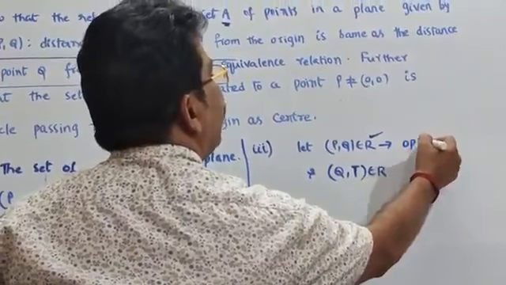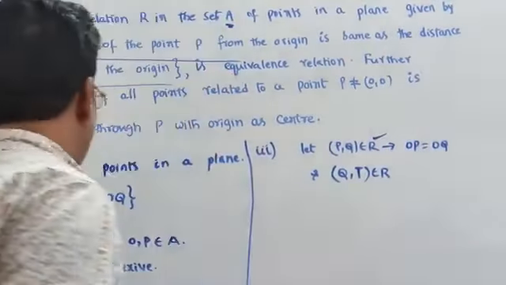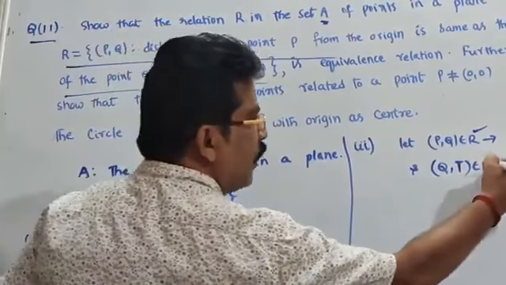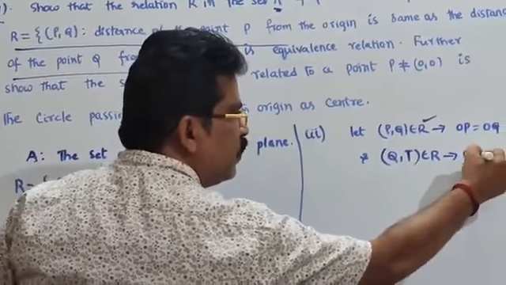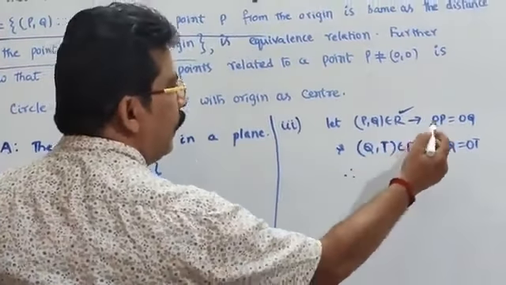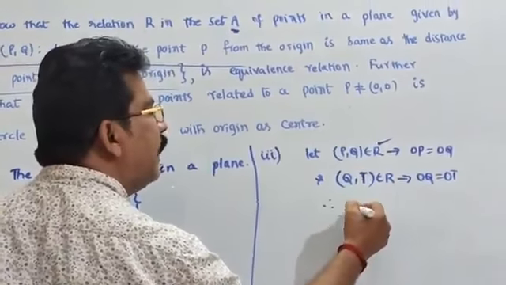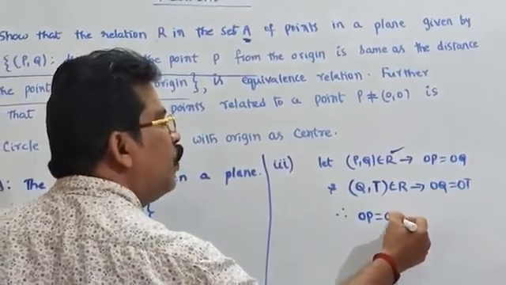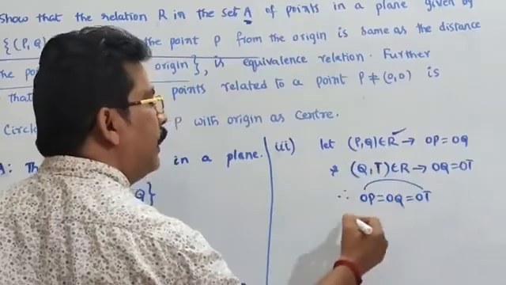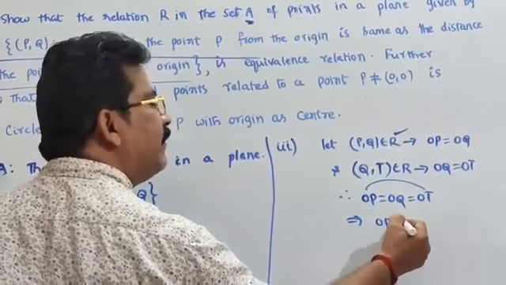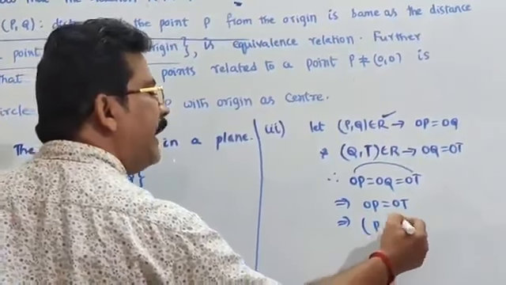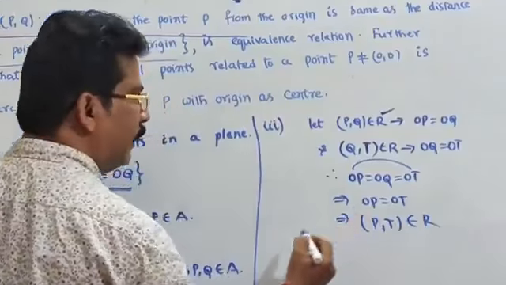OP is equal to OQ according to the given condition. And OQ is equal to OT. So, from these two equations, OP is equal to OQ, which is also equal to OT. Therefore OP is equal to OT, which follows that (P, T) again belongs to capital R.